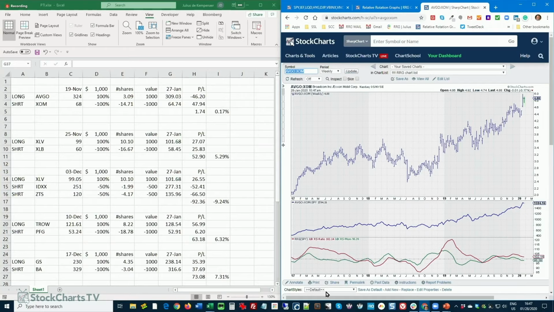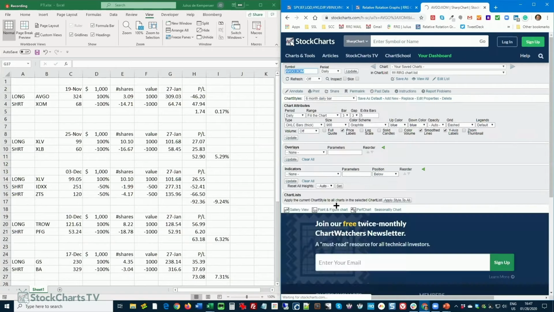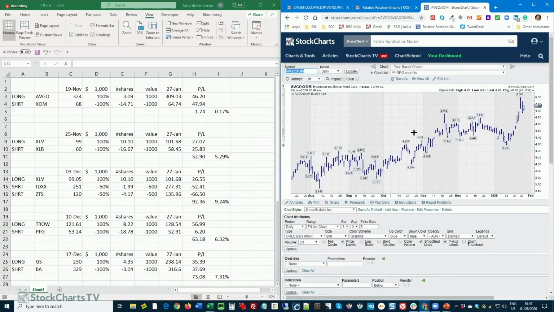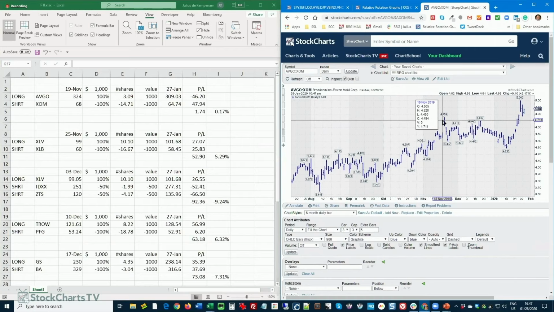And I'm going to make this my 6 months daily bar. And I know exactly where we entered this trade, because it was on this bar. It was on the high of this bar. So you can see, like, straight from the bat, this one went down.